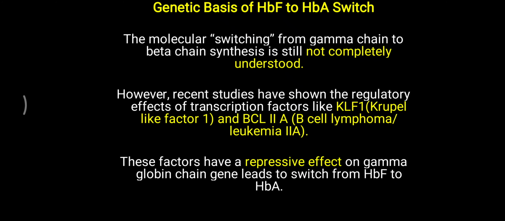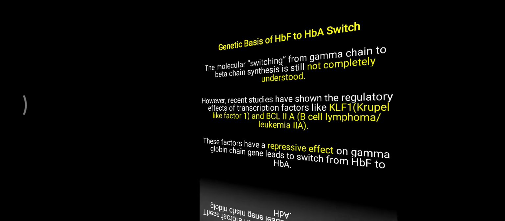Now, these factors have a repressive effect over the gamma chain. The gamma chain is related to fetal hemoglobin, but these factors, KLF1 and BCL11A, repress the further production of the gamma chain, and that leads to the switching of fetal hemoglobin to adult hemoglobin, as well as leading to more production of the beta chain.